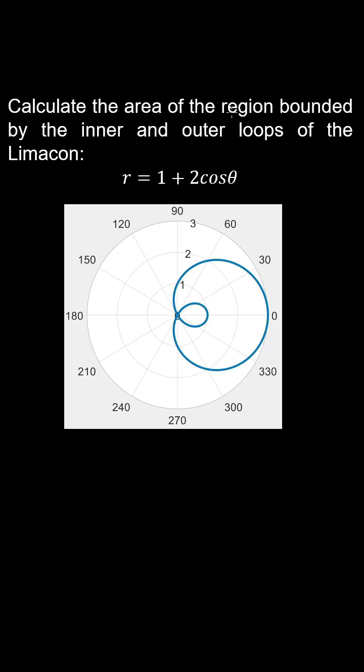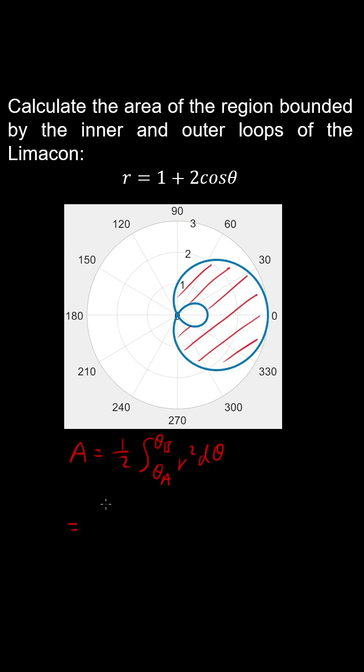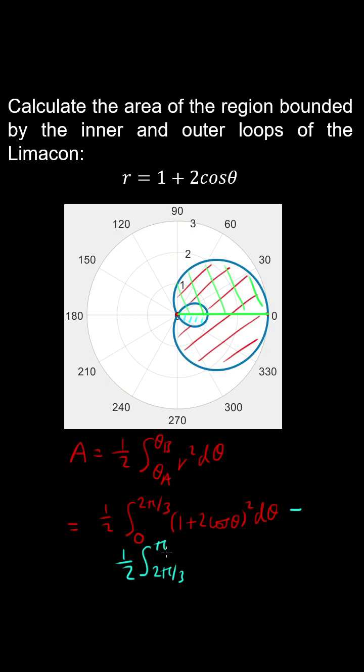Let's calculate the area of the region bounded by the inner and outer loops of the limacon. Because we're looking at one polar curve, we're going to use the area integral for a single polar curve. If we first integrate from theta equals 0 to theta equals 2 pi on 3, and we integrate r squared with respect to theta, that's going to give us the area of this top half of the curve. And now if we subtract the area of this region by continuing to integrate from 2 pi on 3 to pi, and we integrate r squared with respect to theta, that's the same thing as subtracting the area of this region due to symmetry.